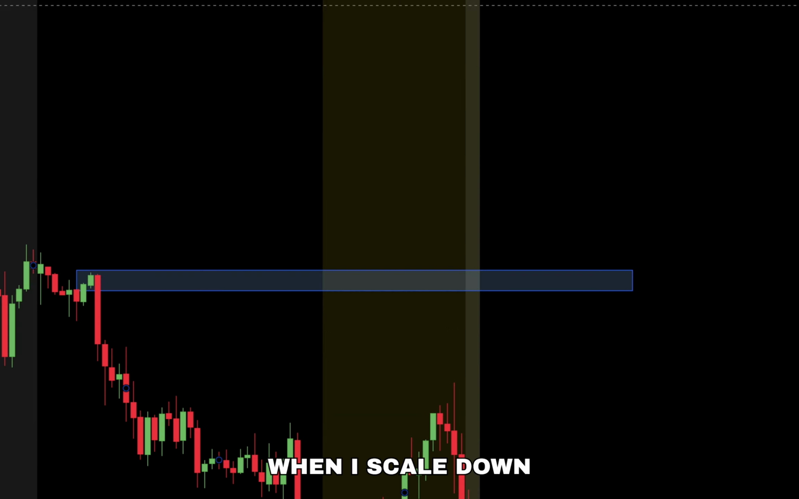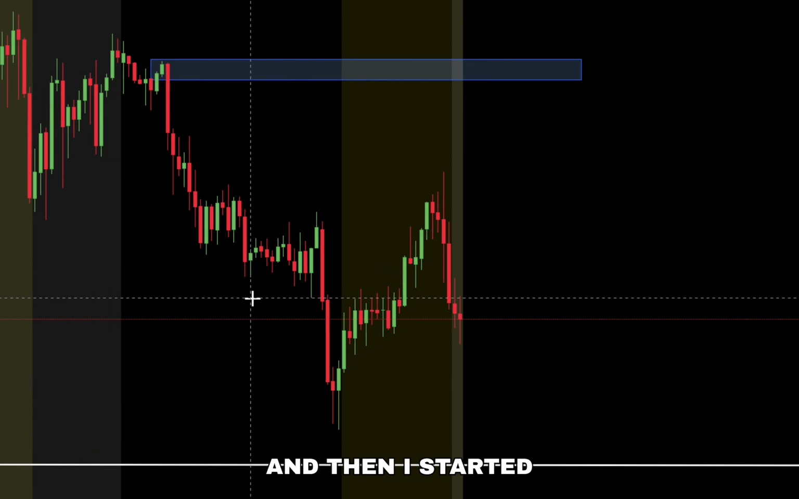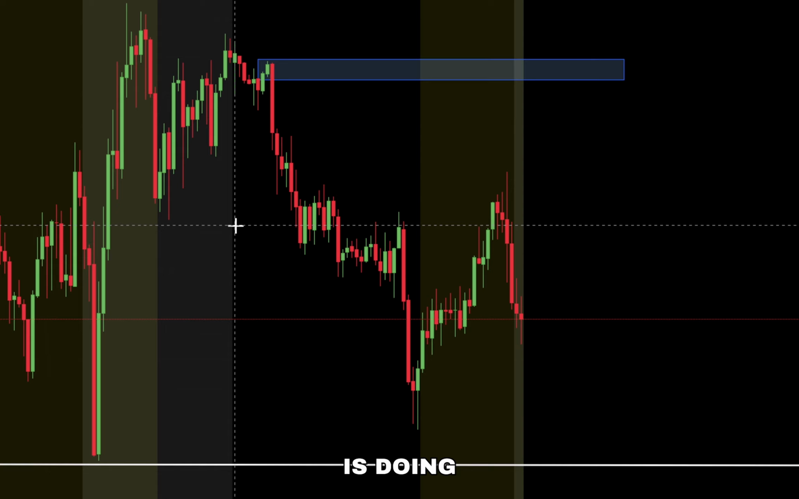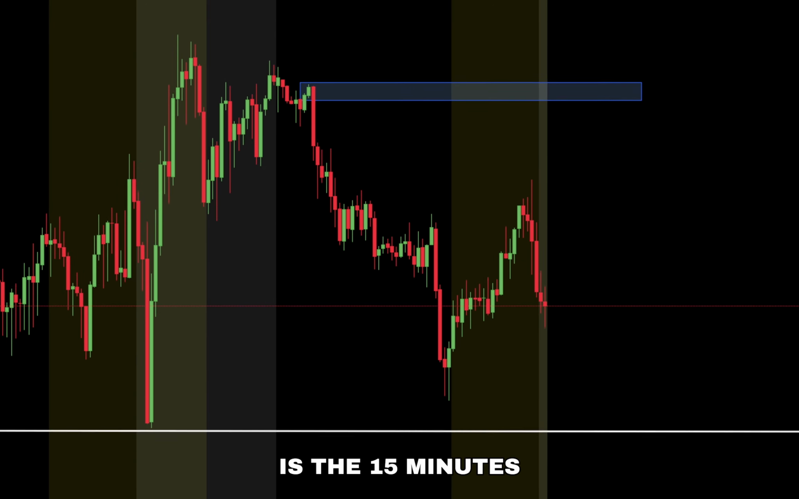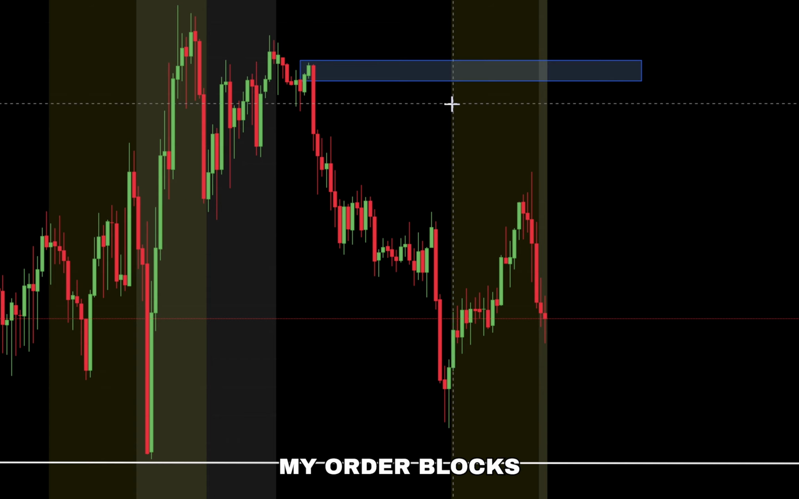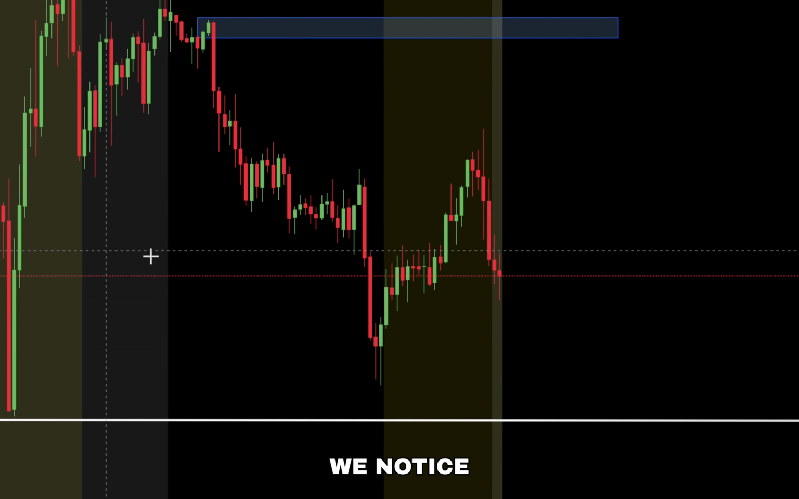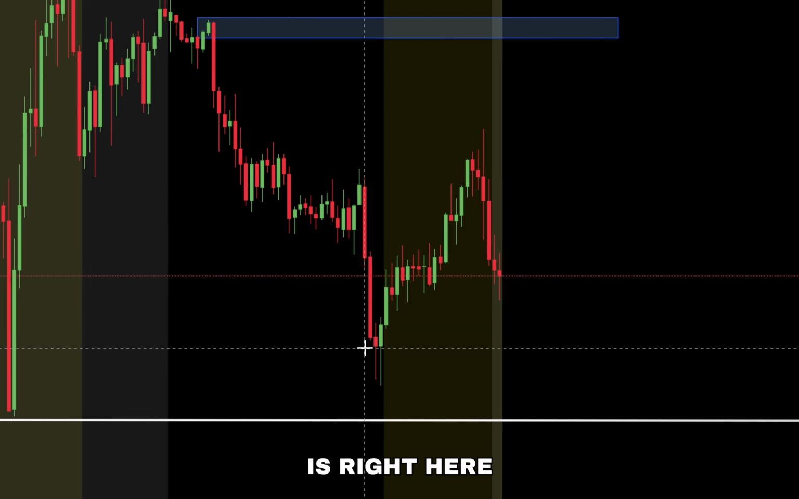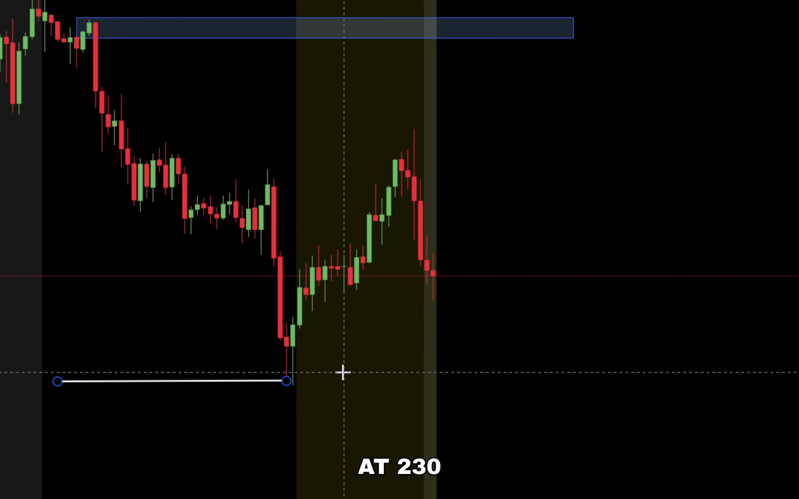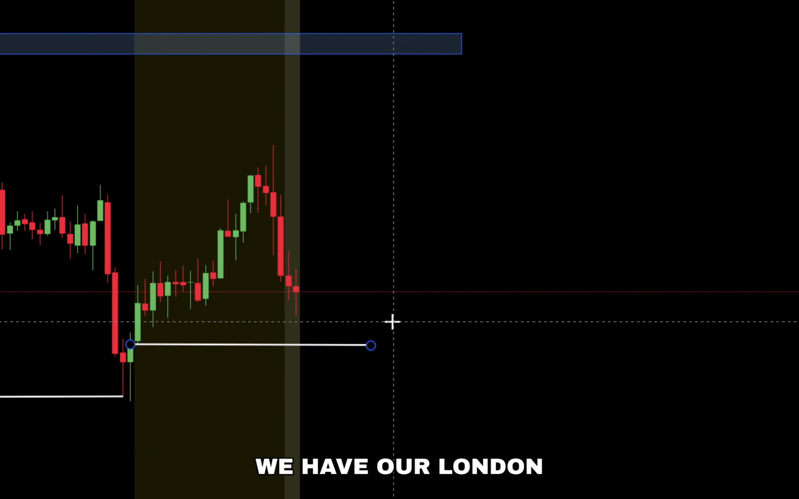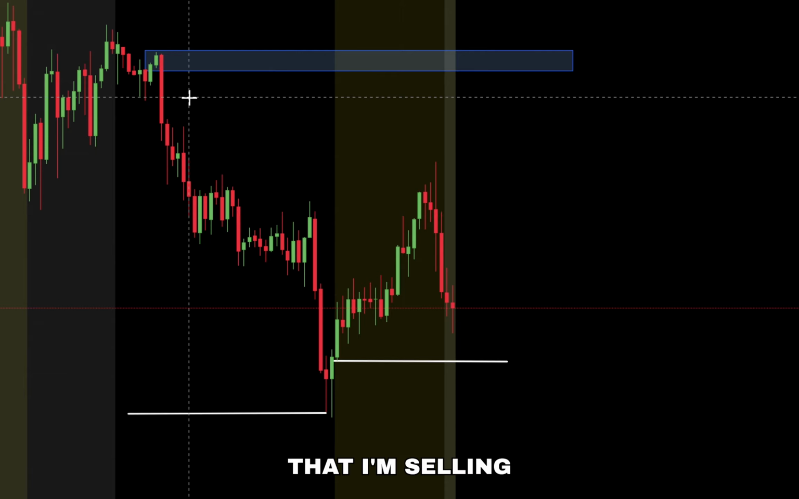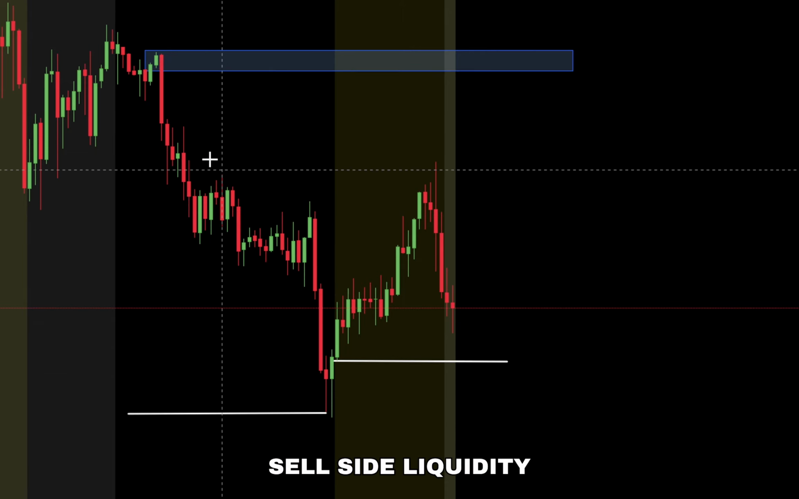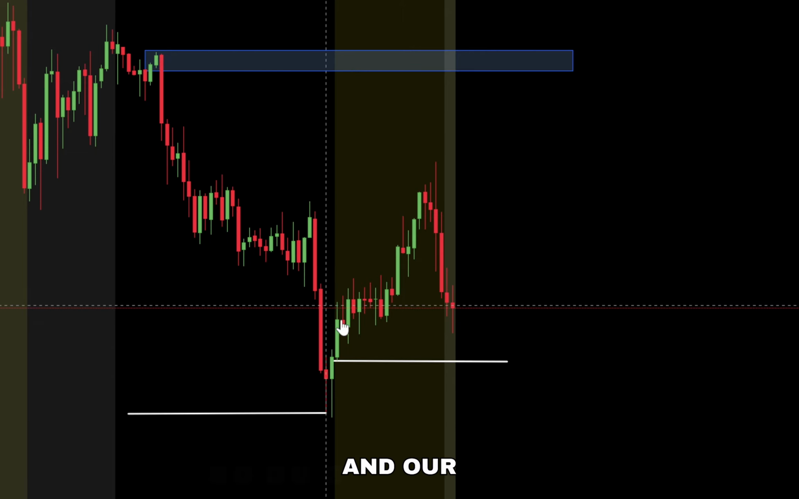That's when I scale down to the 15-minute and then I start looking for what price is doing on the lower time frames. The lowest I go down to is the 15-minute to mark off my order blocks. So first, what do we notice? We notice that Asia low is right here, ended right at 2:30. What do we also have? We have our London low. So we already have marked off that I'm selling and I want to target sell side liquidity, which is Asia low and our London low.